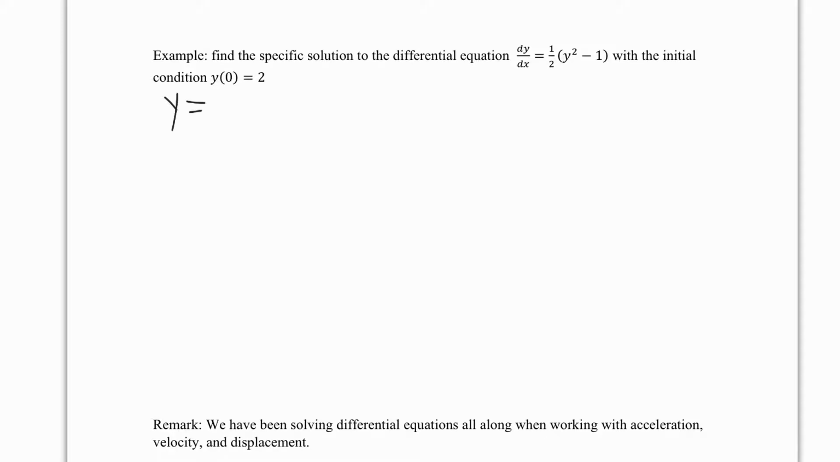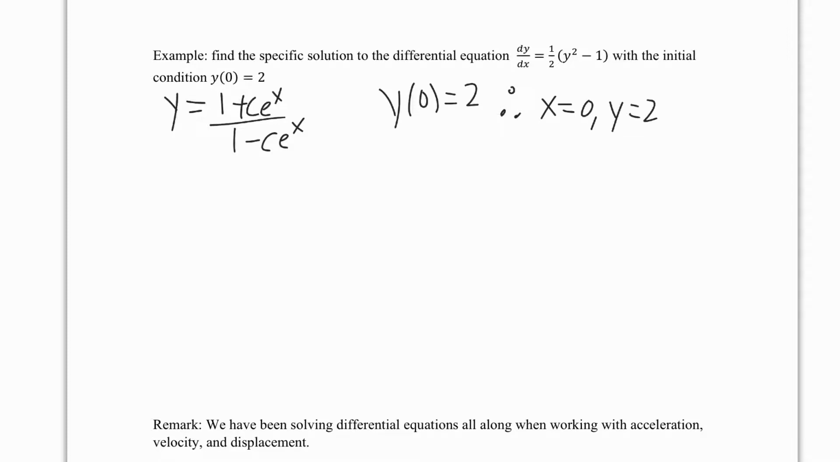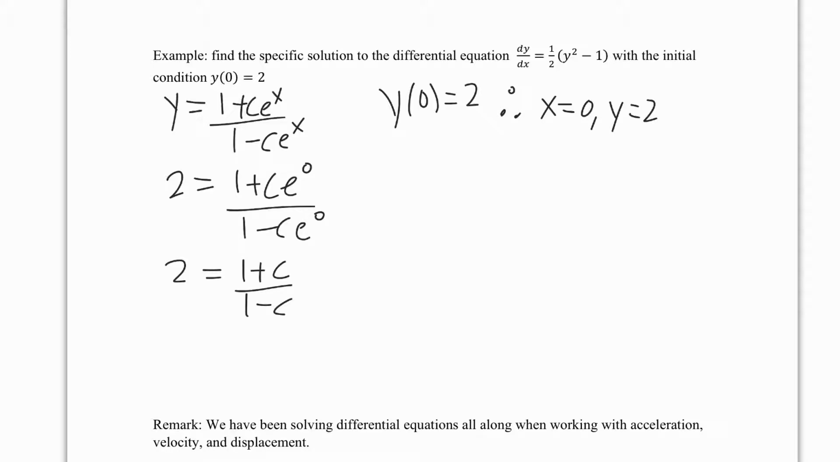Well, the general solution is 1 plus c e to the x over 1 minus c e to the x. And we're told that y of 0 is equal to 2. So that means x is equal to 0 and y is equal to 2 is a piece of information that we should plug in. So 2 equals 1 plus c e to the 0 over 1 minus c e to the 0. And let's solve for c. E to the 0, of course, is 1. So this is 1 plus c over 1 minus c.